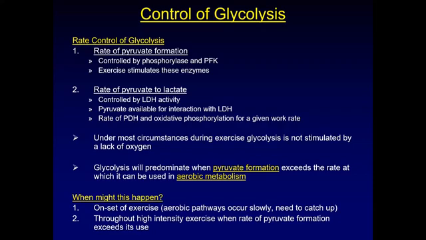So in what instances might this rate of pyruvate formation exceed what can go into aerobic metabolism? Typically at the onset of exercise, aerobic pathways are slow and mostly inhibited. They have to have time to catch up. Or in very high intensity, when the rate of pyruvate formation exceeds what can go into it, making a lot of pyruvate.